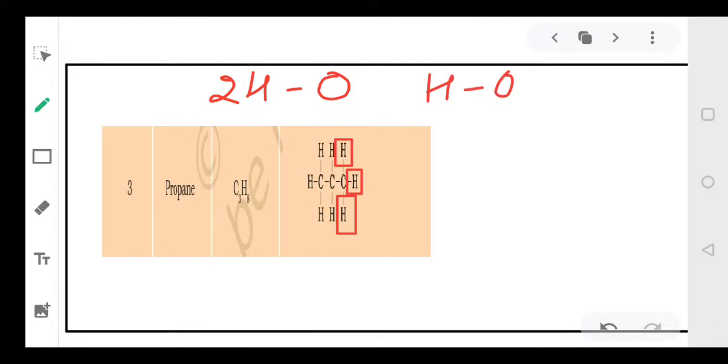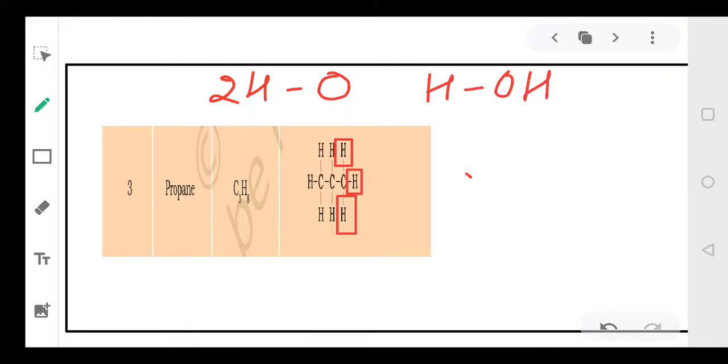Let's come to the next one, that is propane. The formula is C3H8 and it has a structure like this. Again we have to represent this. We have to remove 3 H. This H we will replace, this H and this H also. So we have to replace 3 H. 2 hydrogen atoms have to be removed and in their place O atom will come. 1 hydrogen has to be replaced with OH.